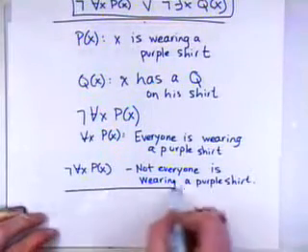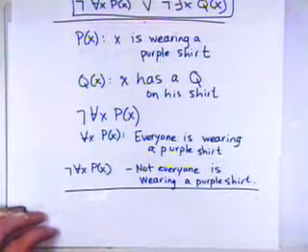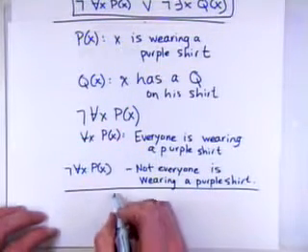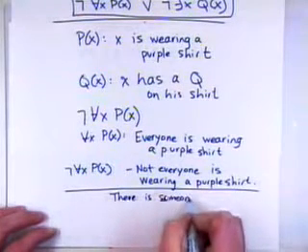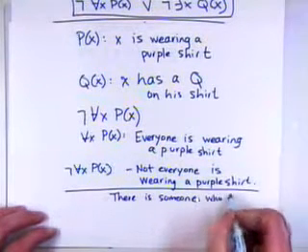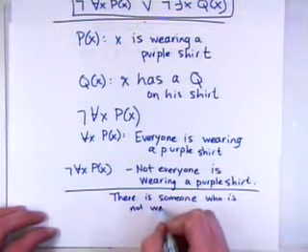If I wanted to make it a little bit more understandable English sentence, I would say there's at least one person who's not wearing a purple shirt. Or I could say there is someone who is not wearing a purple shirt.